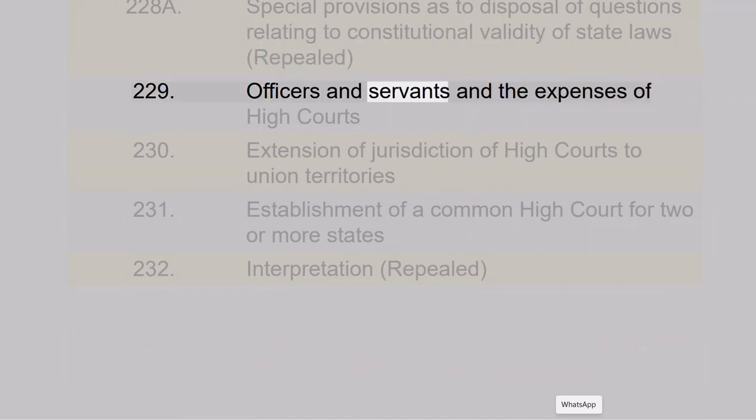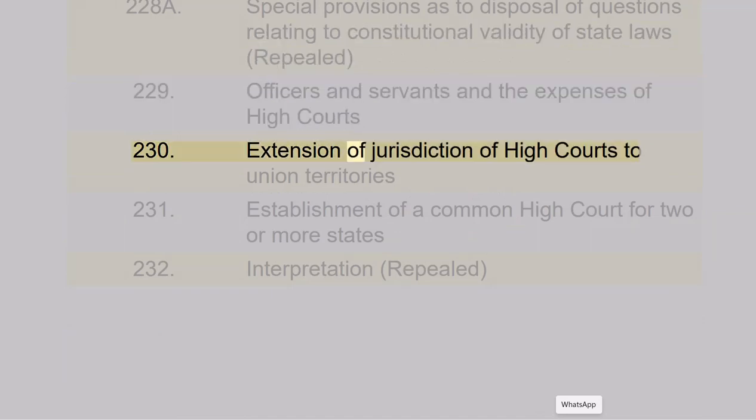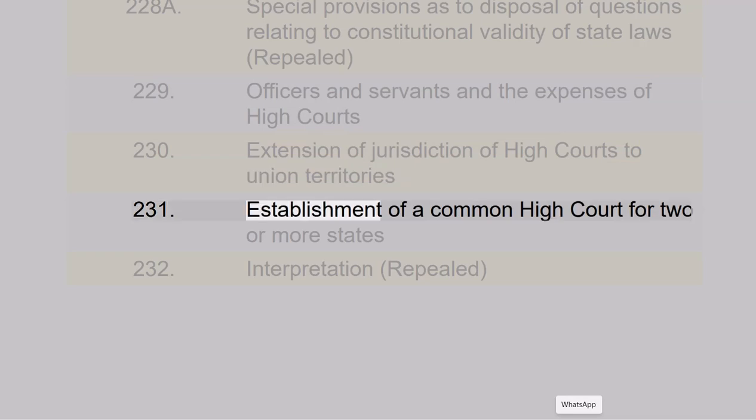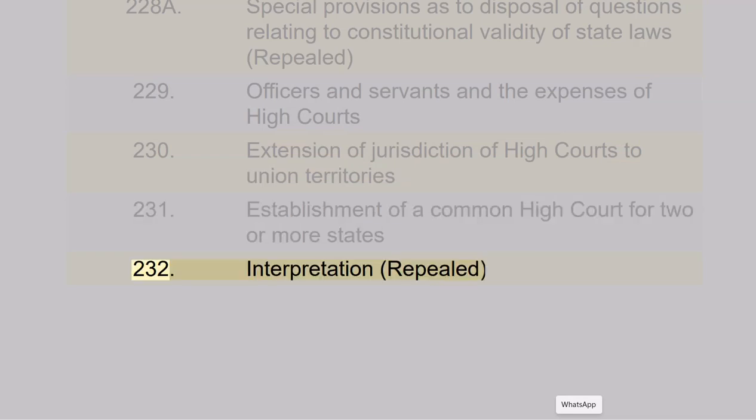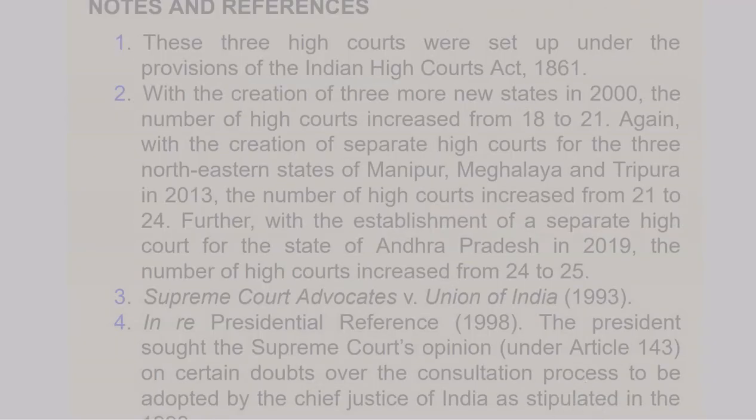229. Officers and servants and the expenses of High Courts. 230. Extension of jurisdiction of High Courts to Union territories. 231. Establishment of a common High Court for two or more states. 232. Interpretation (repealed).